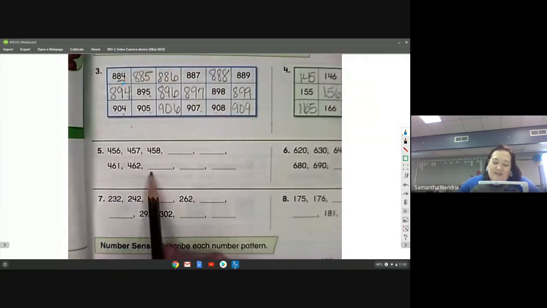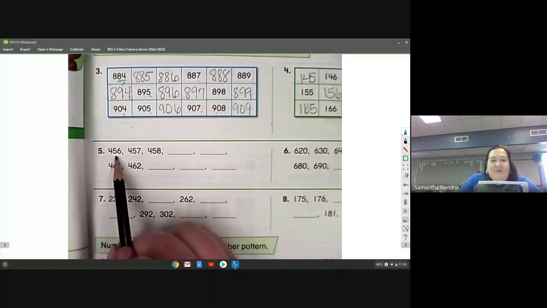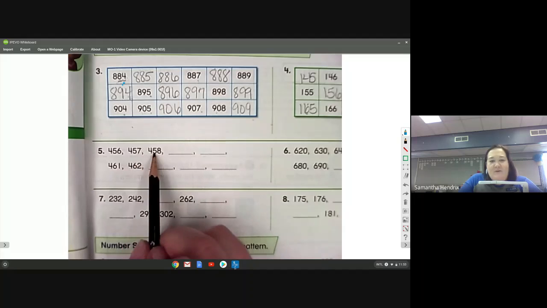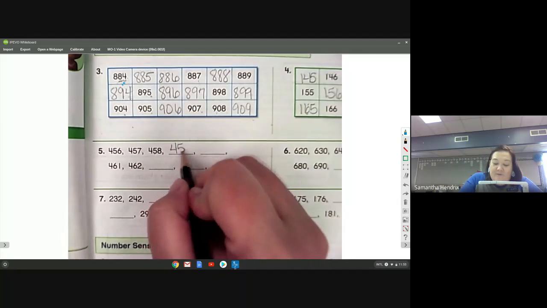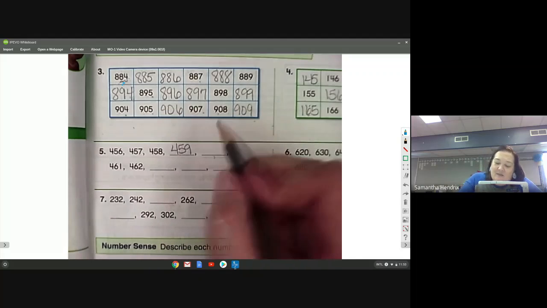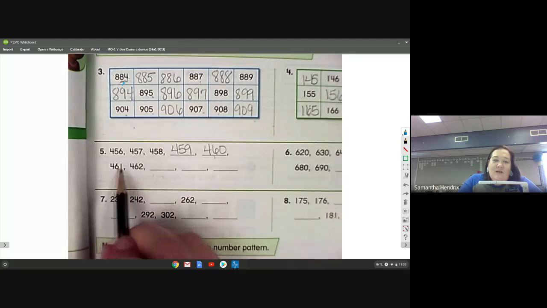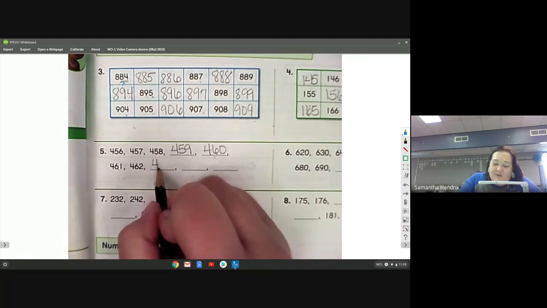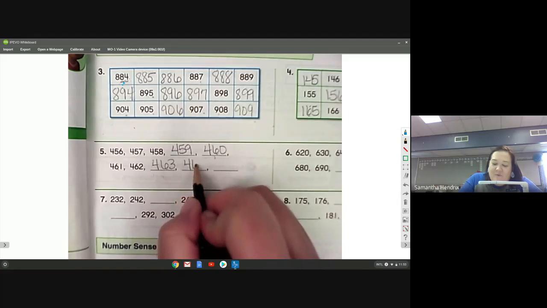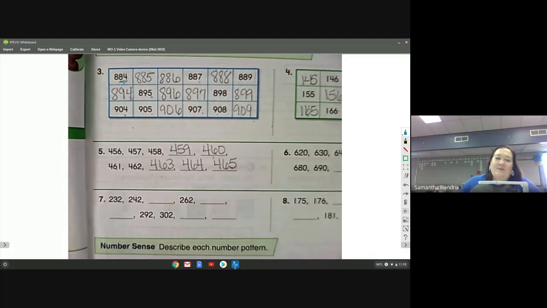So down here, same thing, except we don't have boxes. So since it's not in boxes, we cannot work this way. We're working this way. So 456, 457, 458, 459. What comes after 9? 10. So what comes after 5? 6. So 460. Okay. 461, 462, 463, 464, 465. Okay. That's all we're doing on these. They're just not in a chart.